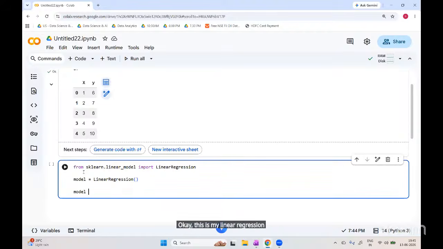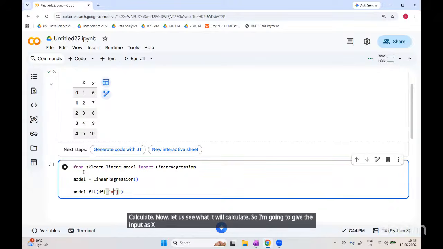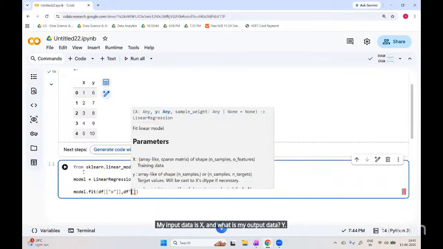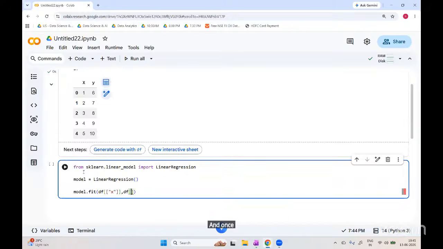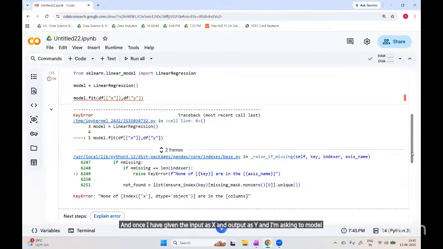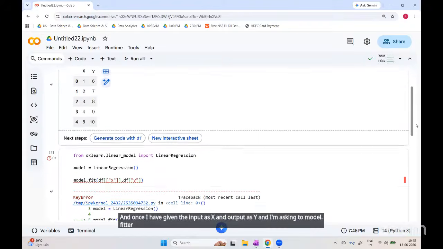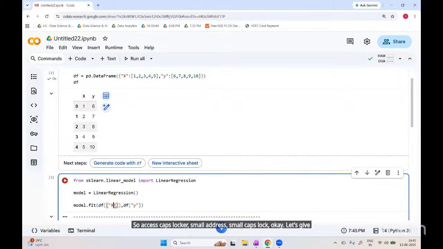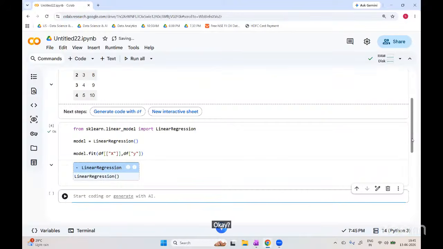And model.fit. I'm applying the fit. Tell me guys, what is meant by fit? Calculate. Now let us see what it will calculate. So I'm going to give the input as X. My input data is X. And what is my output data? Y. Once I have given the input as X and output as Y, I'm asking model.fit. X is caps lock, so let's give this as caps lock. Linear regression was fitted.